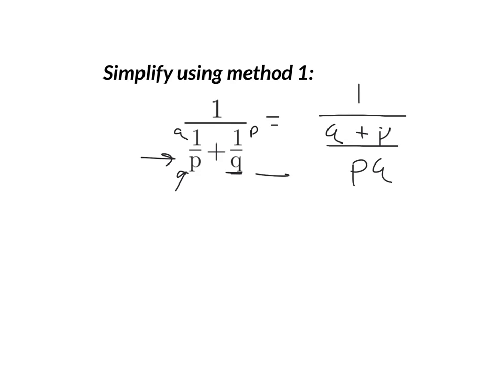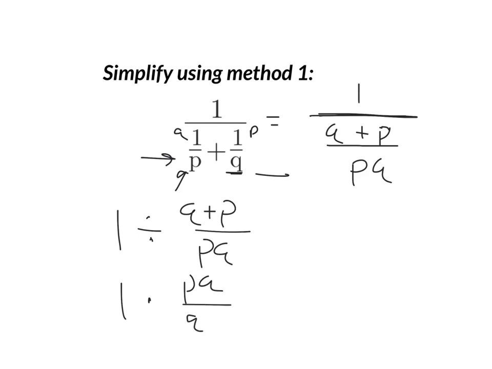It's not. Now, remember, fraction bar means divide. So I'm going to do 1 divided by q plus p over pq. And we did division yesterday. When you divide, you multiply by the reciprocal, q plus p, and you get this answer. You end up with pq over q plus p.